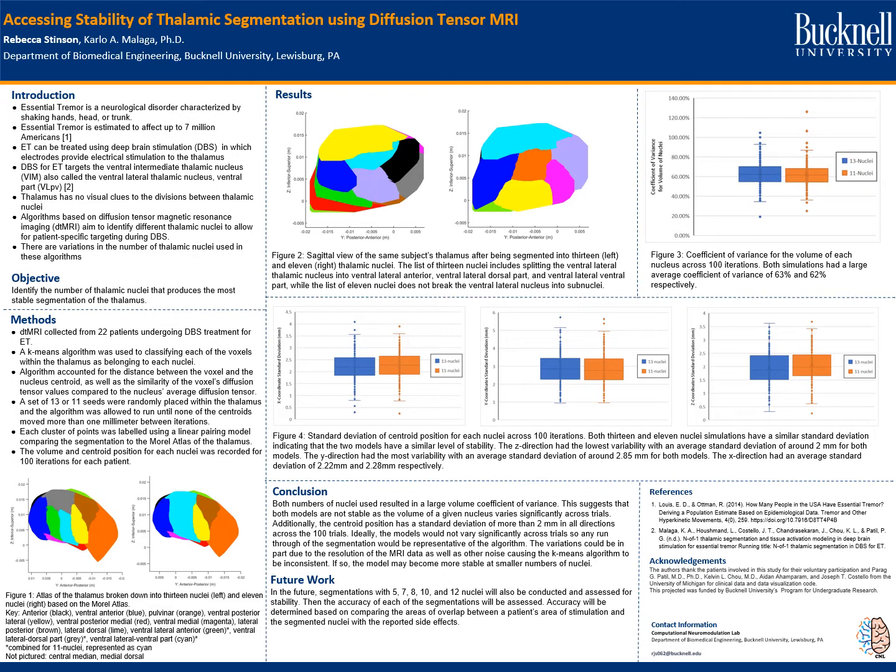In the future, I plan to continue to assess stability for segmentation using 5, 7, 8, 10, and 12 nuclei, with the idea that smaller numbers of nuclei will produce more stable segmentations. Any stable algorithms will then be assessed using both stimulation and clinical outcome data to determine the accuracy of each algorithm at segmenting the thalamus into its different nuclei.